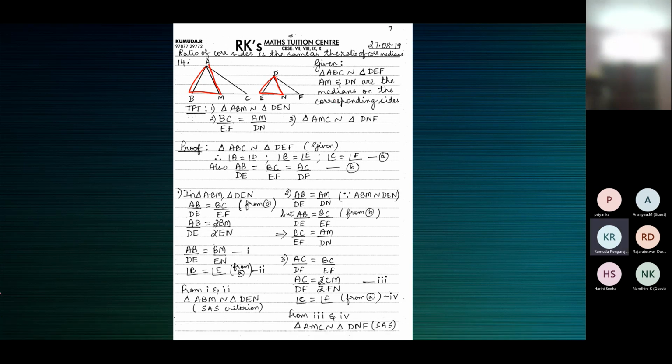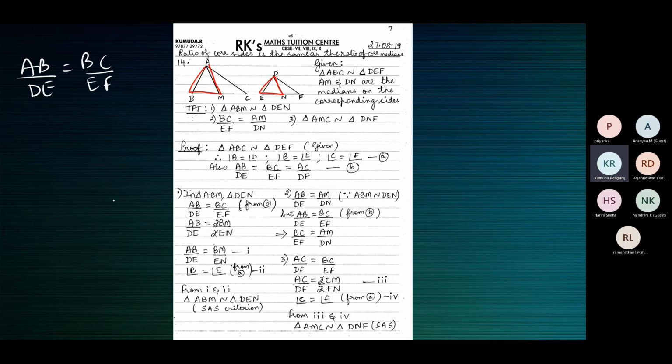So in the two triangles, children, you'll have to show that these two triangles are similar to each other. Now we already know that AB by DE is equal to BC by EF, correct? Because ABC is similar to DEF. Yes or no? Yes, ma'am. Since ABC is similar to DEF, we know that AB by DE is equal to BC by EF.